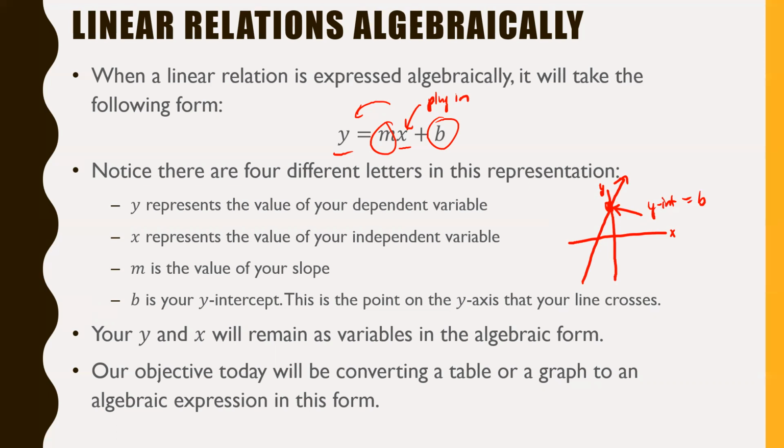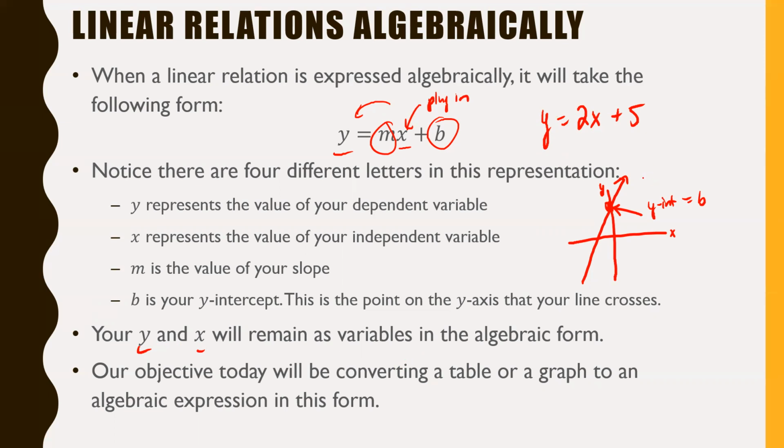Now, when you are asked to write a linear equation, in other words, when you're asked to write these algebraically, your x and your y will just remain as variables in the algebraic form. So in other words, you are really just going to be looking for an m and a b. So you might end up having an answer of something like y equals 2x plus 5. Boom, right there. That would be an answer right there. You do not put in an x and a y.